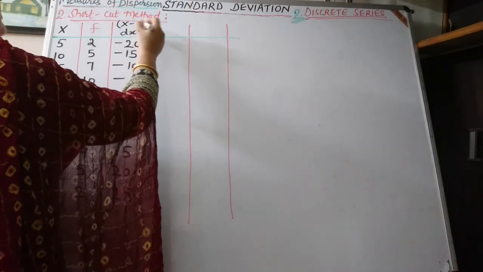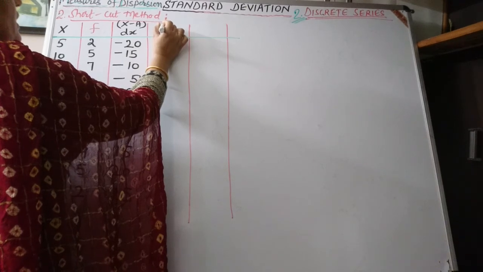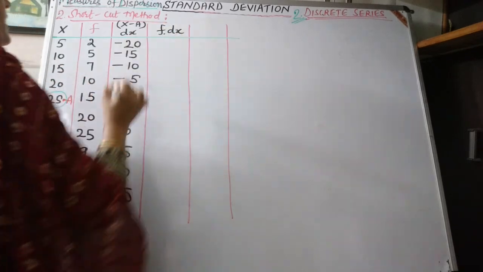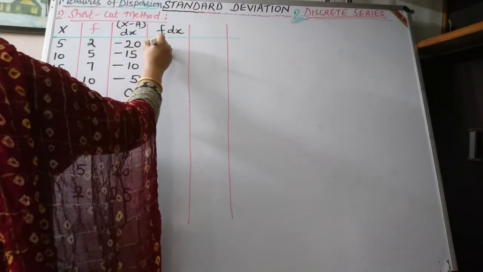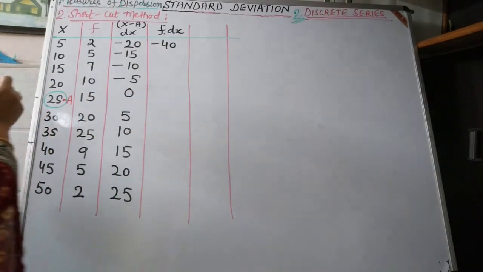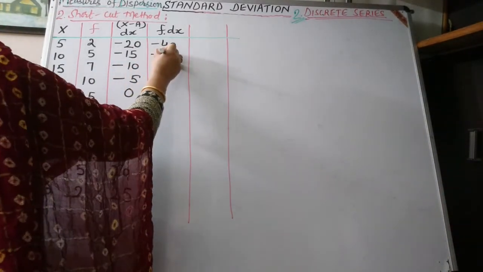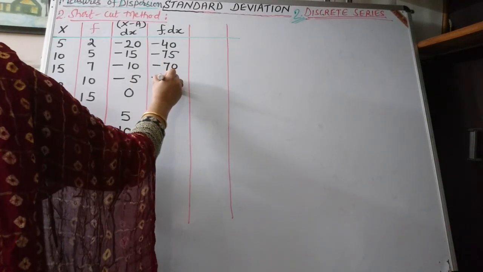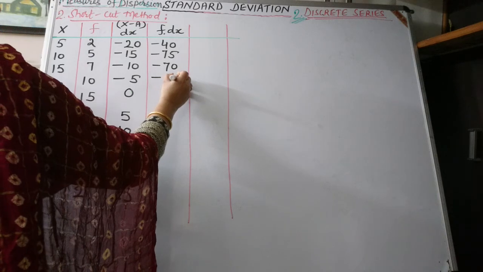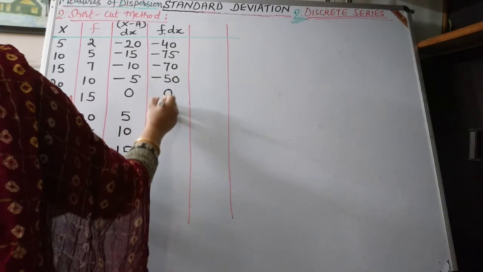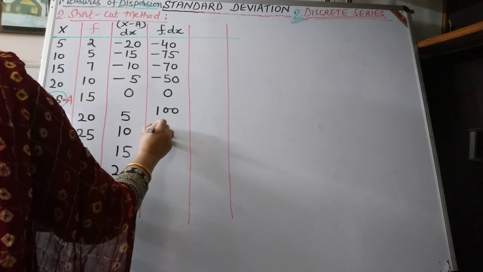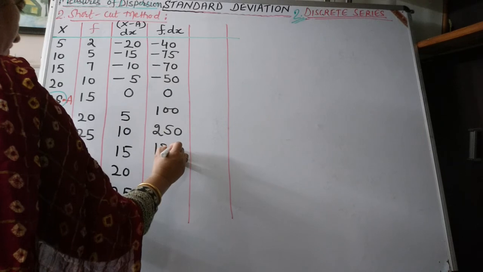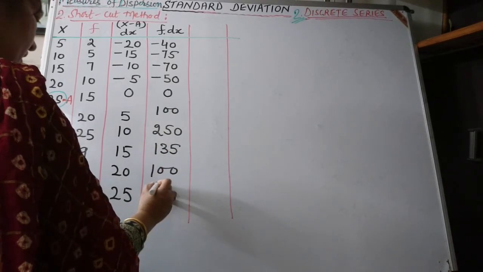Then f dx, frequency multiplied by dx. It is minus 40, minus 75, minus 70, minus 50, 0, then 100, 250, 9 multiplied by 15, that is 135, then 100 and last one is 50.